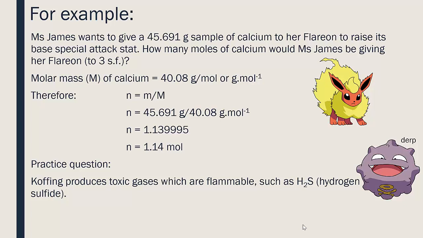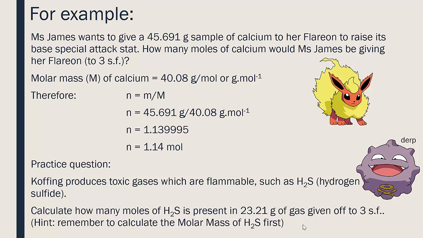So, another practice question for you guys. Coughing produces toxic gases which are flammable, such as H2S, hydrogen sulfide. Calculate how many moles of H2S are present in 23.21 grams of gas given off, to 3 significant figures. Pause the video here, and on the next slide I'll go through the answers.